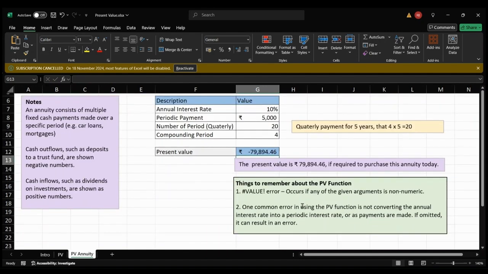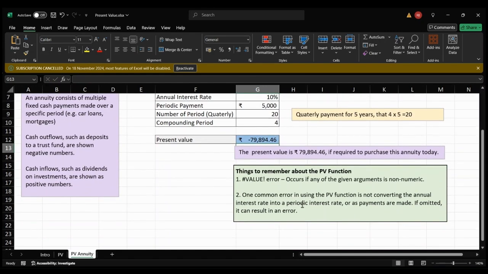Okay. Here, two things we have to remember. We can get a #VALUE! error if a non-numerical value is entered. And one more common mistake we see is not converting the annual interest rate into a periodic interest rate as payments are made. If omitted, it can result in an error.